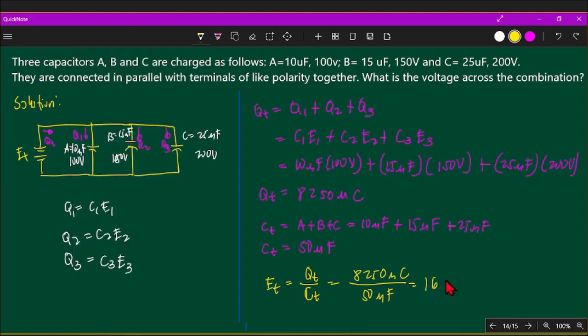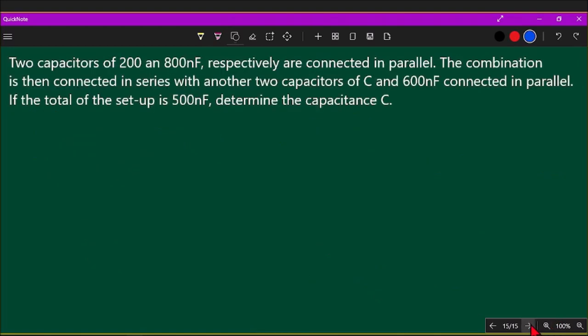So our total voltage is equal to 165 volts. And this is now our answer. Okay? So our last problem.